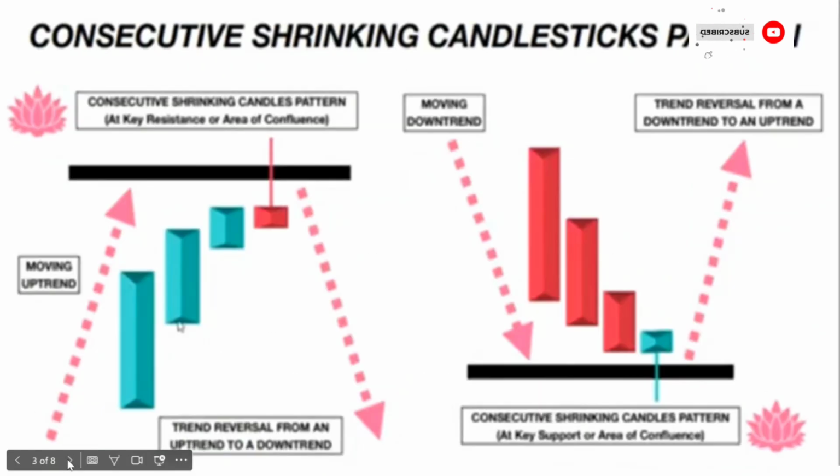Okay, sorry. Here we have it. This is a consecutive shrinking candlestick pattern. So it showed a three bullish, so you can see it over here. Three bullish. Where it went up, the buyers took it up, and it passed the other area of confluence over here.